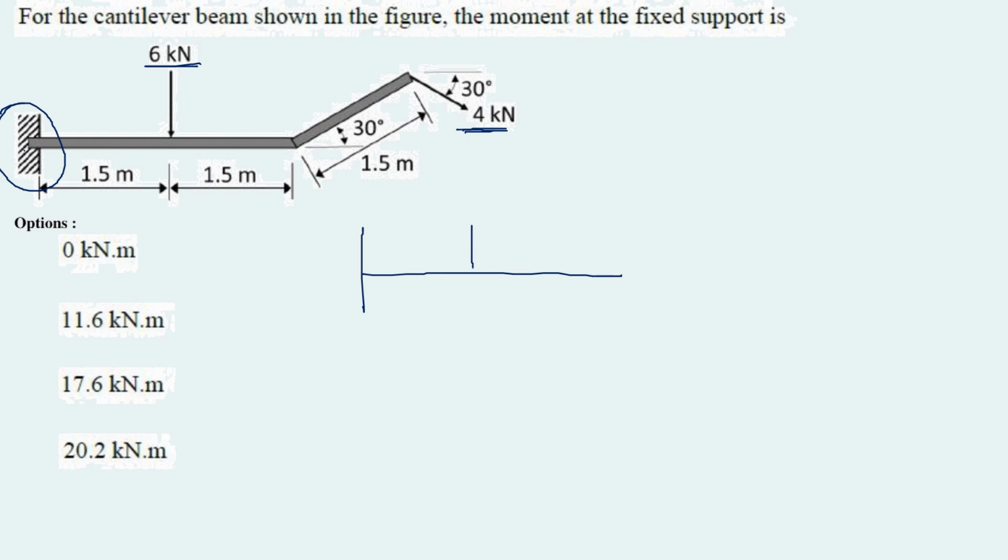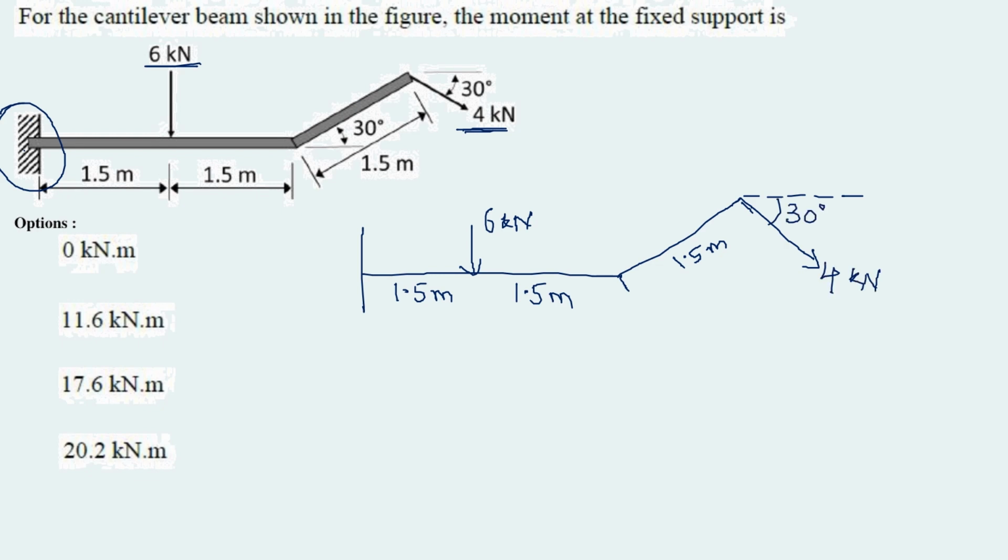So here a 6 kilonewton force is acting, which is 1.5 meters away from the fixed end, and there is an inclined section that is 1.5 meters in length. The remaining distance is also 1.5 meters, and here a force of 4 kilonewtons is acting in this direction, making an angle of 30 degrees with the horizontal axis.